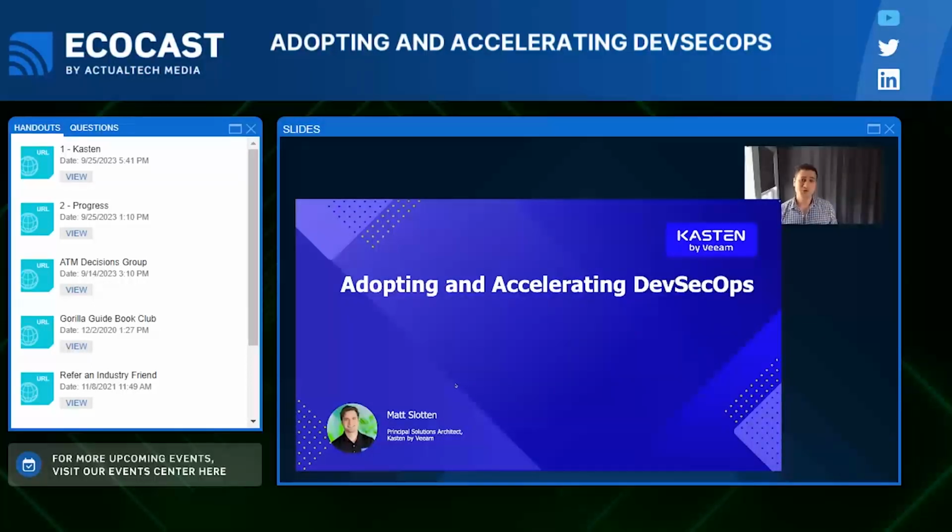Today, we're going to be focused on adopting and accelerating DevSecOps and how Kasten by Veeam can help you with that. My name is Matt Slaughton. I'm a Principal Solution Architect here at Kasten, focused primarily on cloud partnerships, but generally speaking, also product and security. So excited to talk to you about that today.